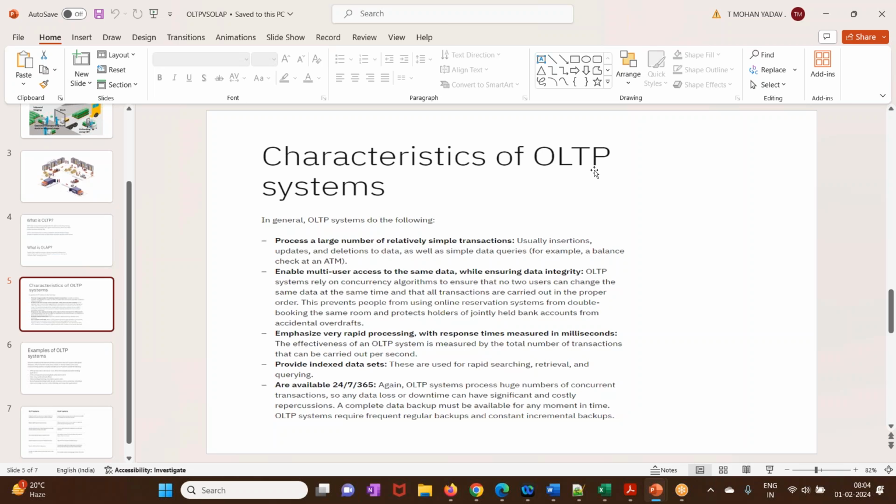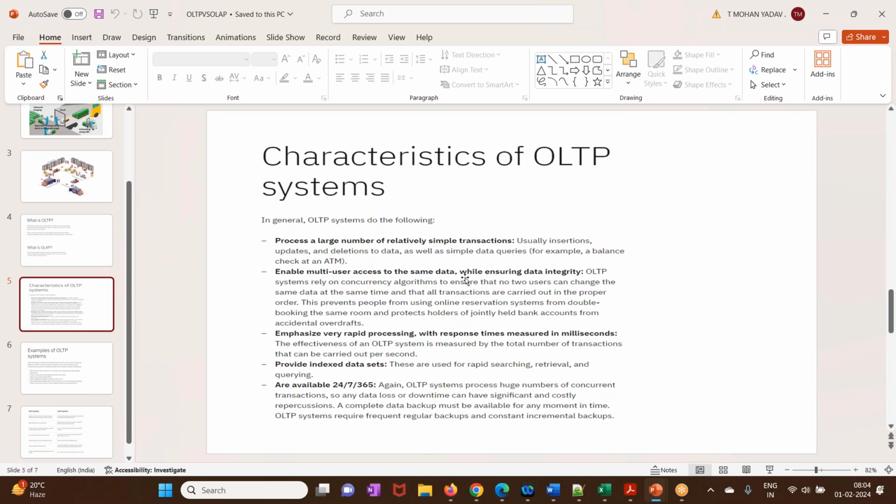We have multi-user access. At a time, users can access the single database while ensuring data integrity. We have two outcomes: either the transaction is a success or it fails. We have only two states. Okay, it is available 24 by 7. These OLTP systems will be enabled and available across 365 days.